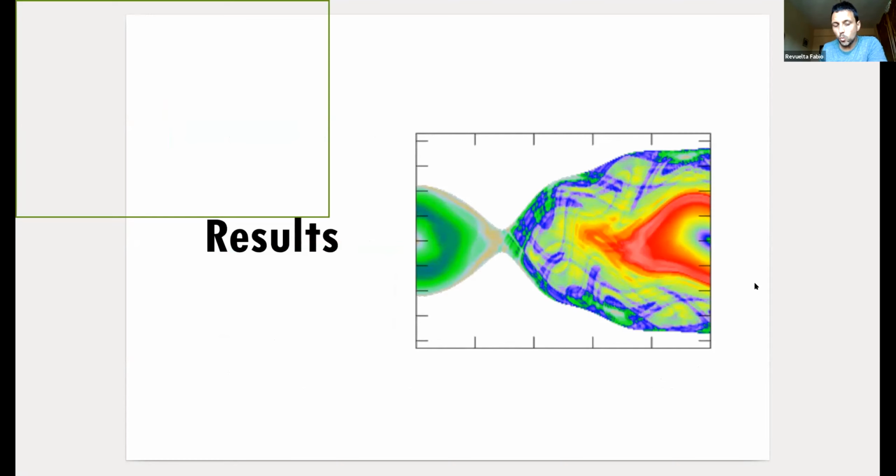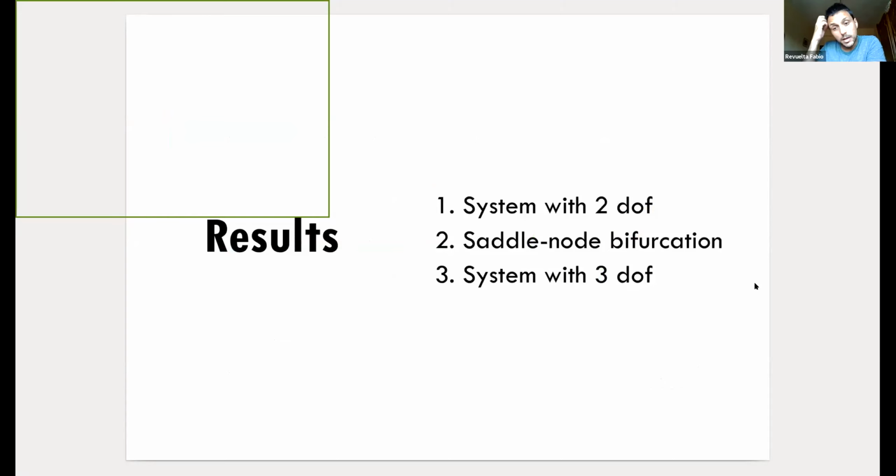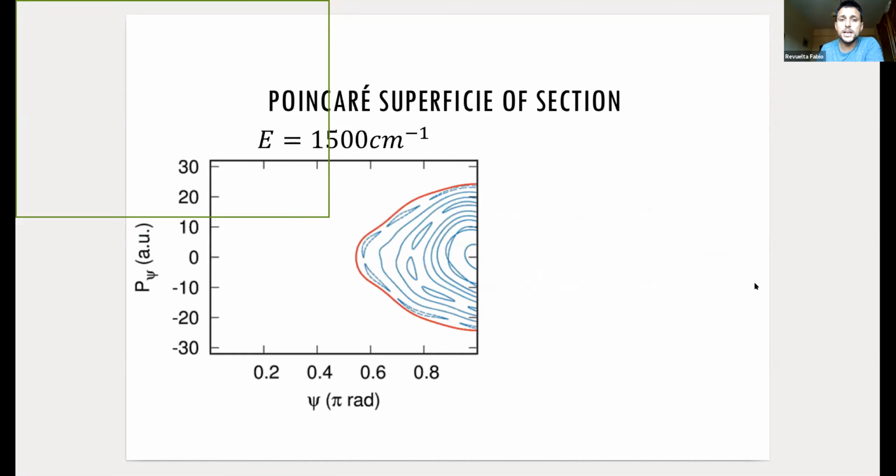Okay, we have applied it to our molecule. Actually, we have applied it to a few more of them. And I will just talk about the first two situations, just the results that we have for 2 degrees of freedom. Then a very interesting saddle-node bifurcation, which is also important from the chemical point of view. And I will just show you one result for the situation with 3 degrees of freedom, if I have enough time.